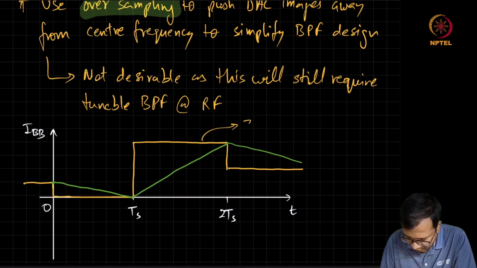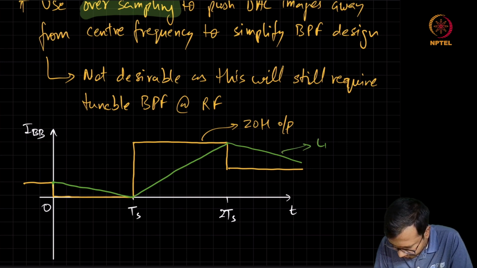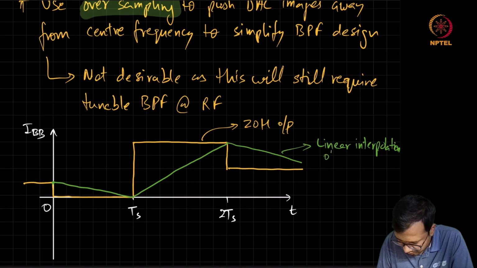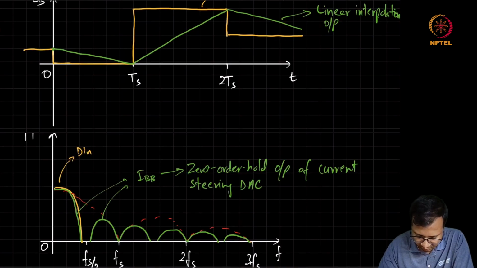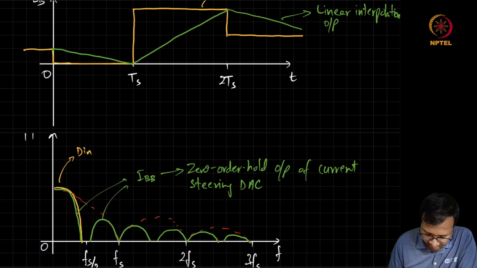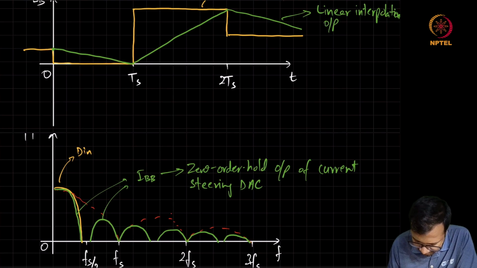This is zero order hold output. This is linear interpolation output. Corresponding frequency spectrum, if we have to take a look. So for the case of linear interpolation, we are going to get a sync square kind of envelope. So this is zero order hold.